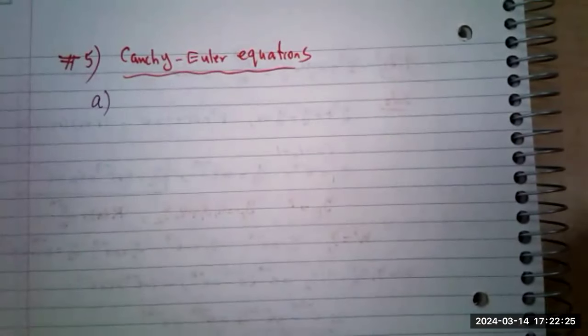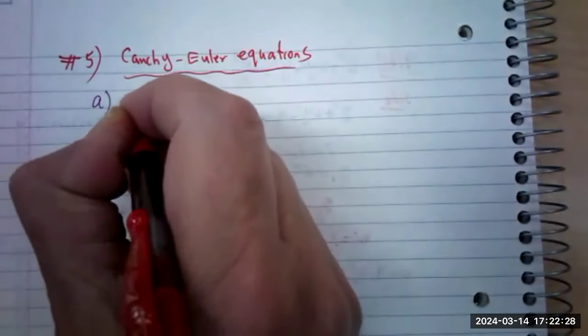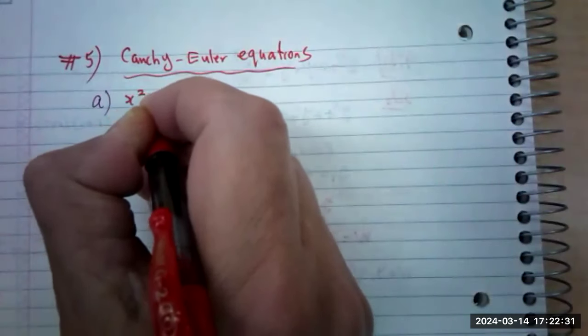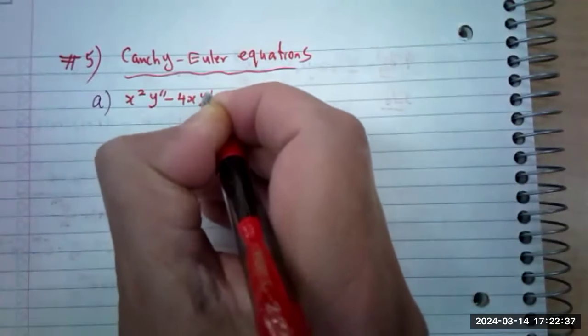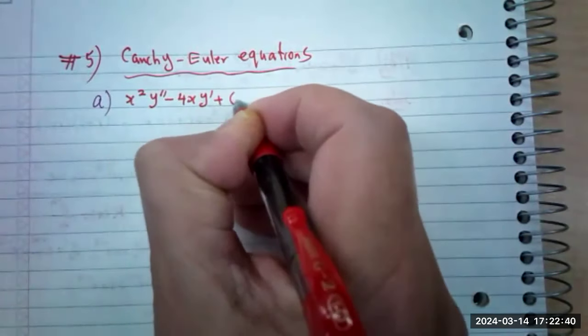So the next case is number 5. Number 5 is Cauchy-Euler. Okay, that's it. Cauchy-Euler equation, in cases, homogeneous. So case 1, you want to solve this equation: x squared y double prime minus 4x y prime plus 6y equal to 0.